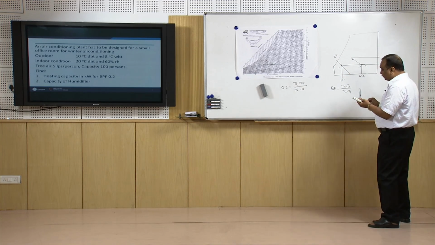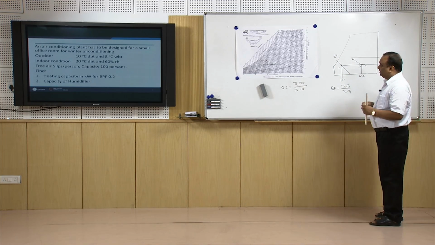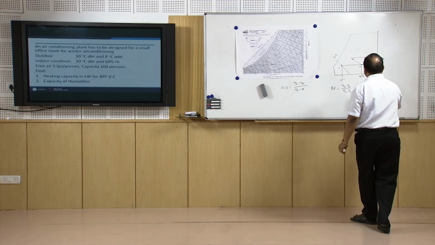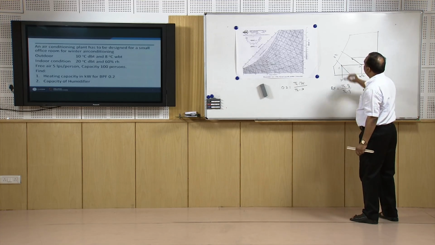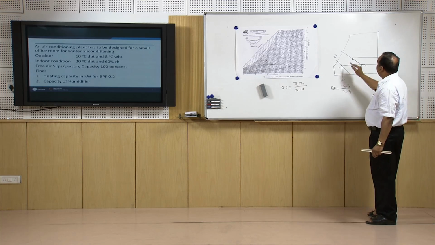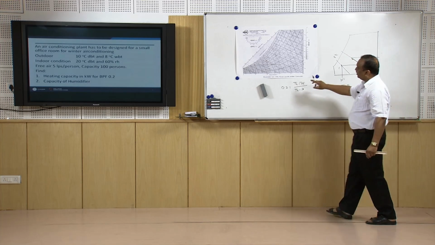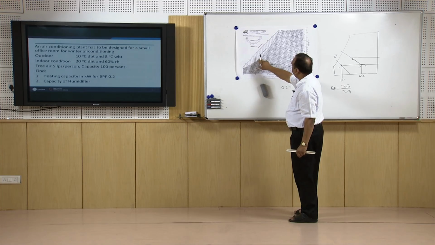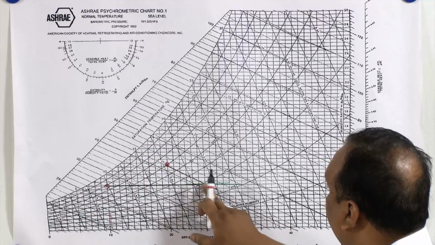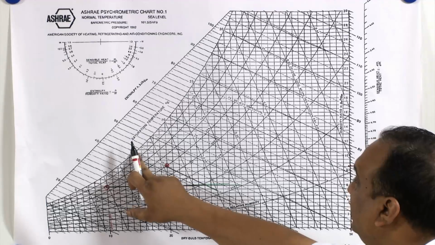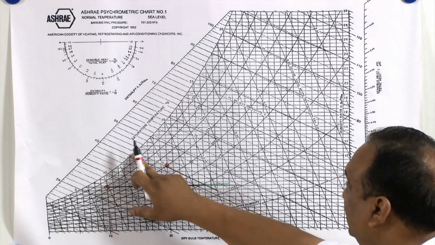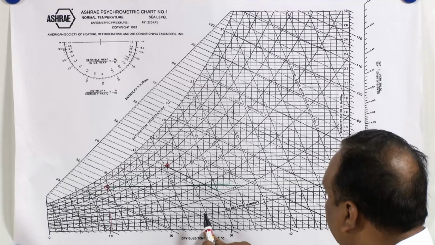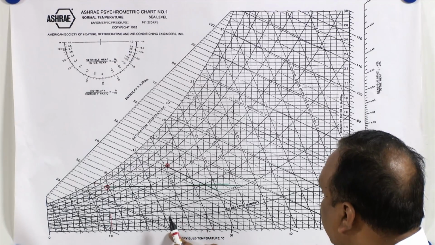Effectiveness of evaporative cooler can be taken, there are two things. One is capacity of humidifier, another is effectiveness of evaporative cooler. Now, effectiveness of evaporative cooler will be, if this is the evaporative cooler, if you move along this line to 15 degree centigrade. So, if we were able to achieve 15 degree centigrade, the effectiveness would have been 100%. So, it is 26 minus 20.